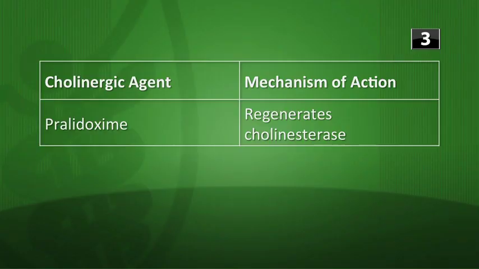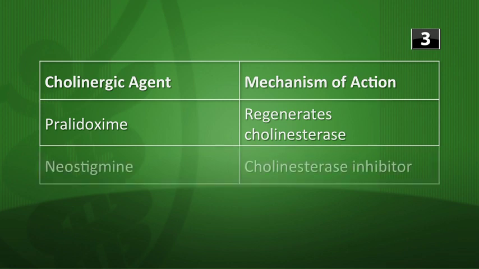Next. What is the mechanism of action of the following cholinergic agents? So first we have pralidoxime. So pralidoxime regenerates cholinesterase that's been inactivated by cholinesterase inhibitors like organophosphates. Neostigmine is an anti-cholinesterase, one of these cholinesterase inhibitors which keeps endogenous acetylcholine around longer. Because if your cholinesterase enzymes are inhibited, you are not going to be breaking down acetylcholine at the nerve terminal.